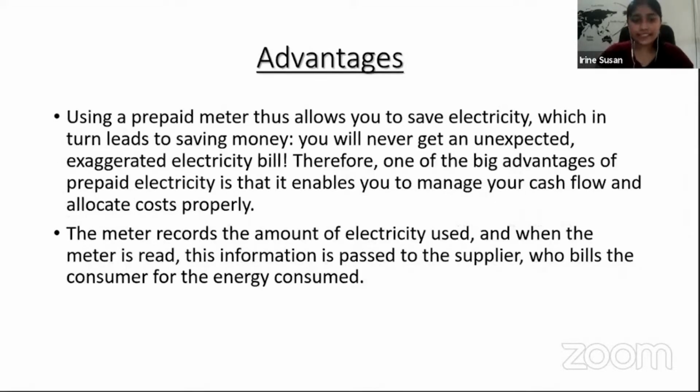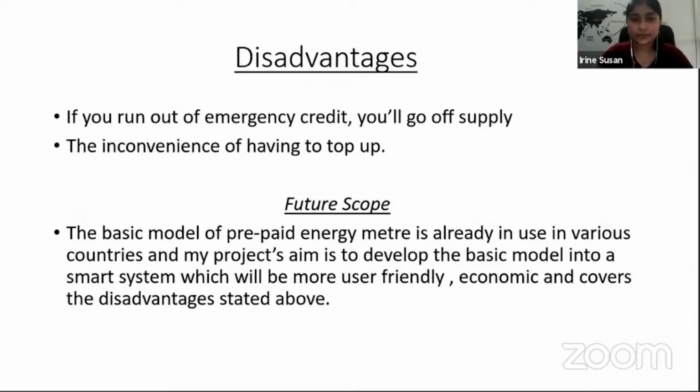The advantage is that prepaid meters allow you to save a lot of electricity, and it enables you to manage your cash flow and allocate costs properly. And the amount of electricity used is recorded in the meter, and this information is passed to the supplier who bills the consumer for the energy consumed. The disadvantage is that if you run out of emergency credit, you'll go off supply, and there is the inconvenience of having to top up every now and then.